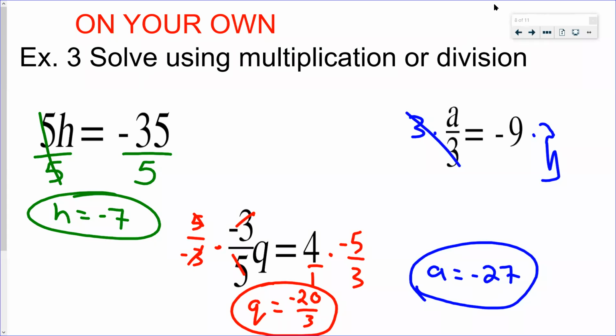All right, so if you solve these on your own, you should have gotten h equals -7. You should have gotten a equals -27. So you multiplied by 3 on both sides. That is a 3 right there. Welcome to a board that was apparently uncalibrated in the corner. And then down here, you multiply both sides by -5/3, and you end up getting q equals -28/3.